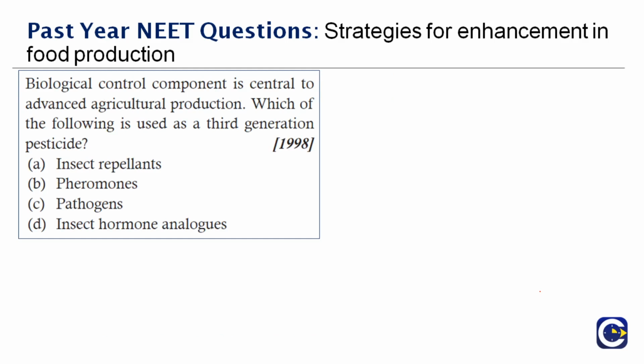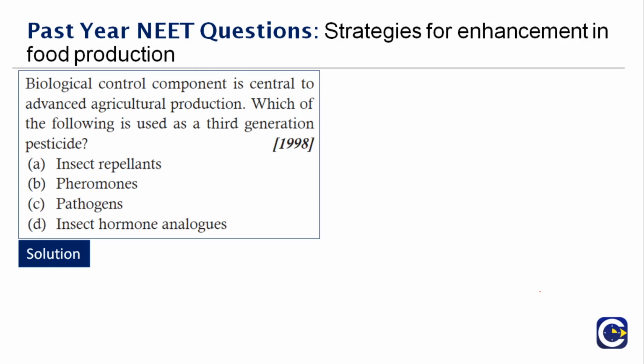Biological control component is central to advanced agricultural production. Which of the following is used as a 3rd generation pesticide? So you're given 4 options here, but when it comes to the 3rd generation pesticide, the answer is pheromones, which is option B. What are these pheromones actually? They have a number of advantages over insecticides. Insecticides don't just kill the pest, but also beneficial insects such as pollinators and pest-eating predators. Pheromones, on the other hand, are precisely targeted because each insect species has its own chemically distinct pheromone. So how pheromones are used as pest control will be your next question here.